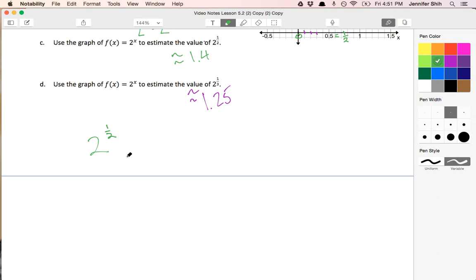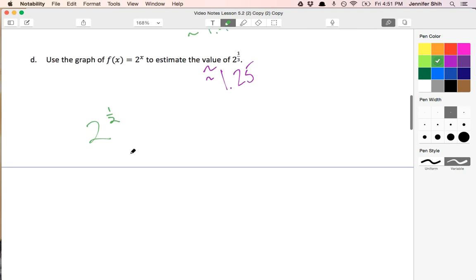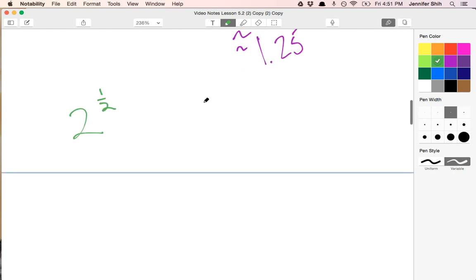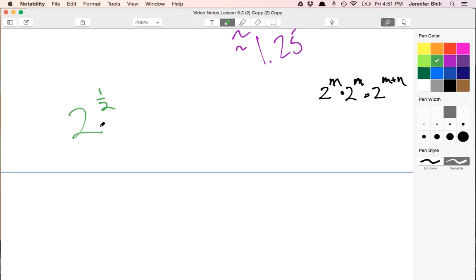Let's see what this could be. We want to rewrite this with a radical, believe it or not. Now I want you to remember over on the side that 2 to the m times 2 to the n is equal to 2 to the m plus n. So let's go back to here. Let's multiply 2 to the 1/2 times 2 to the 1/2. Let's see what we get. Well, we know that's 2, and that's going to be 1/2 plus 1/2. I'm going to rewrite this. And that's going to equal 2 to the 1st power.